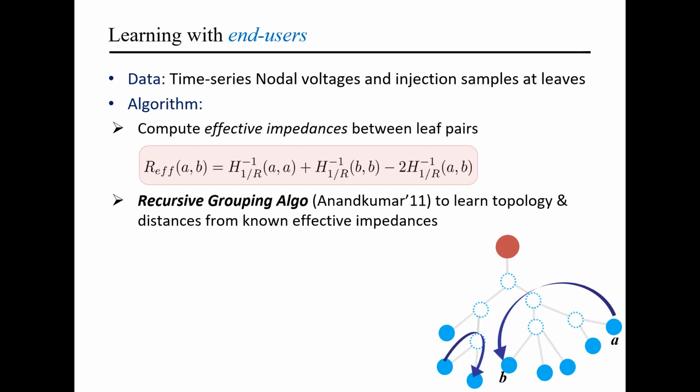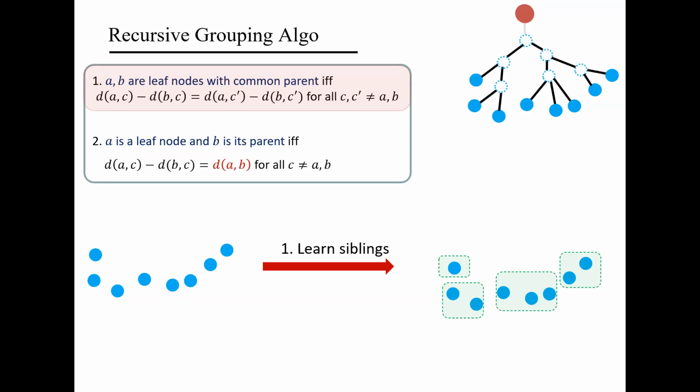And it actually results, which again flows very clearly in power systems context, from certain restrictions which happen in trees. So if you have a distance D, there are constraints that only nodes which have a common parent, that is their siblings, satisfy. So usually if you could measure this distance D between all possible terminal nodes or leaves in the system, you can identify which among them are siblings or have a common parent based on checking for a linear constraint. So you can learn the siblings.